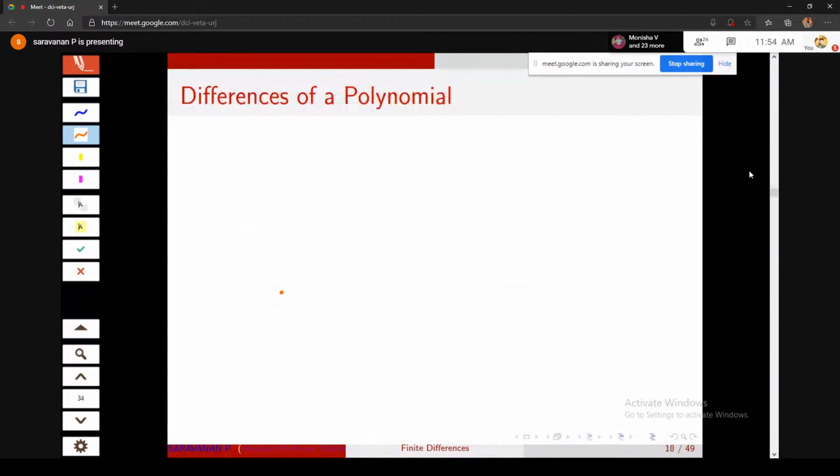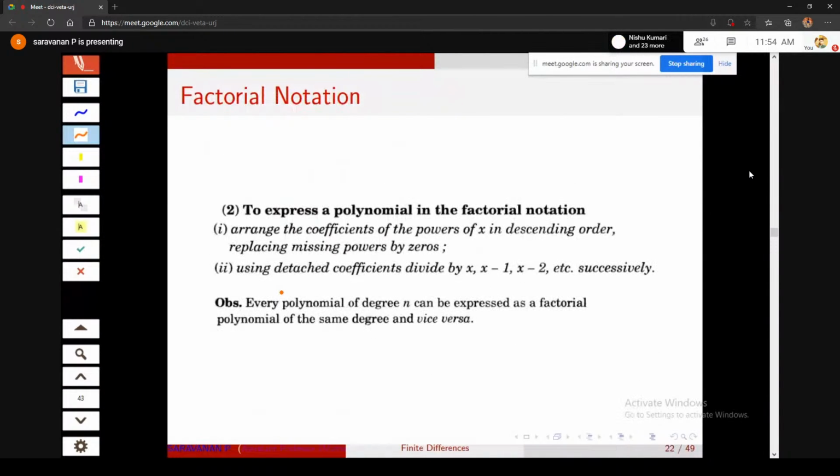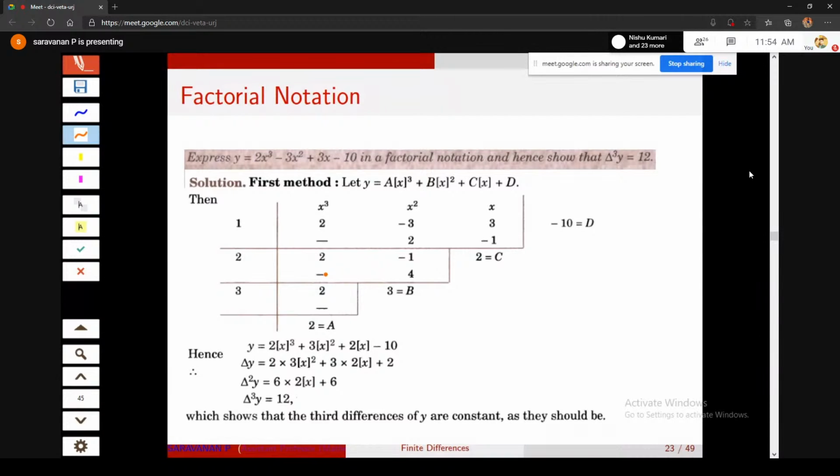Then write 0, add these two, multiply these two, 4, add these two, 3. Leave this. Then divide by 3, 0, right, add these two, I'll leave it. Then we have to write from bottom to the top. That is 2. You check the degree. Degree is 3. Okay. So you will get 2 factorial x cube plus 3 factorial x square plus 2 factorial x minus 10.